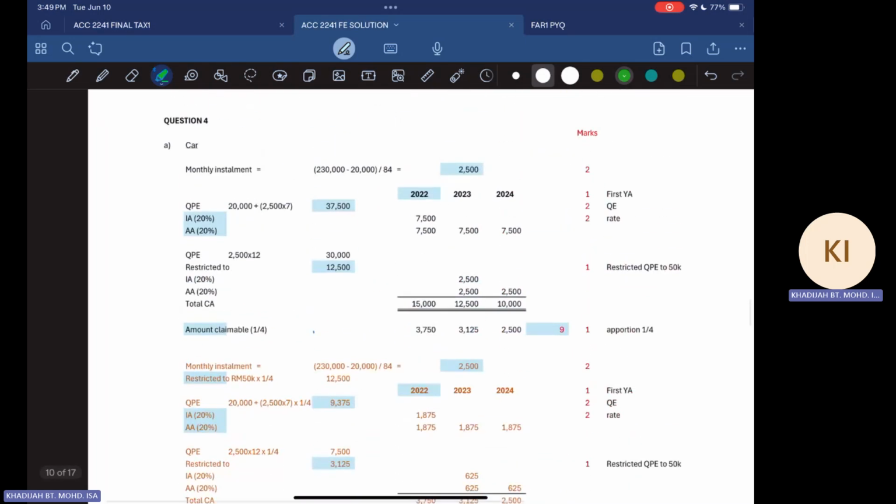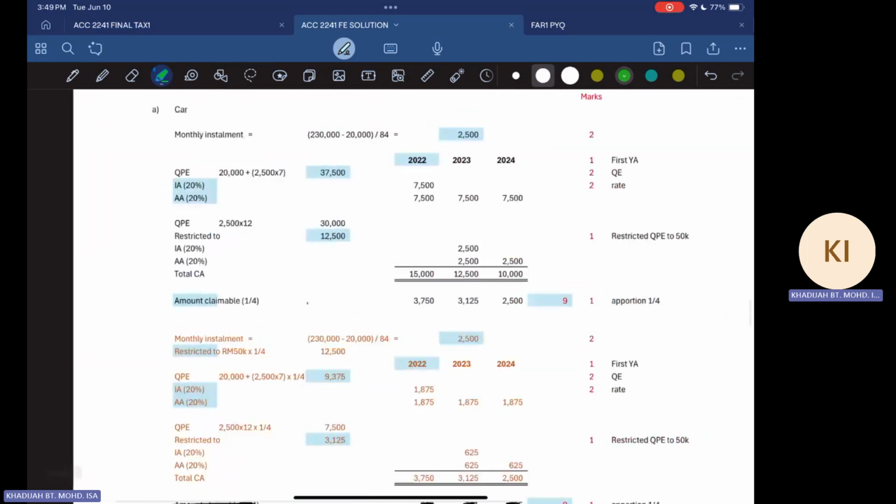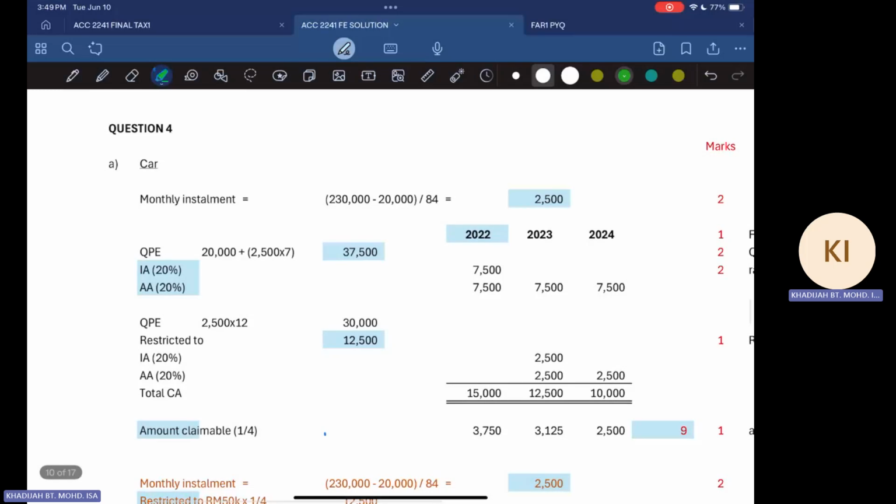So for the first motor vehicle, we have actually computed 2,500. And then we have computed the deposit of 20,000 plus 7 months installment. So that gives you QE of 37,500. Remember that the restriction is 50,000. So the first year, the QE incurred is 37,500. The second year, you're going to claim IA and AA.